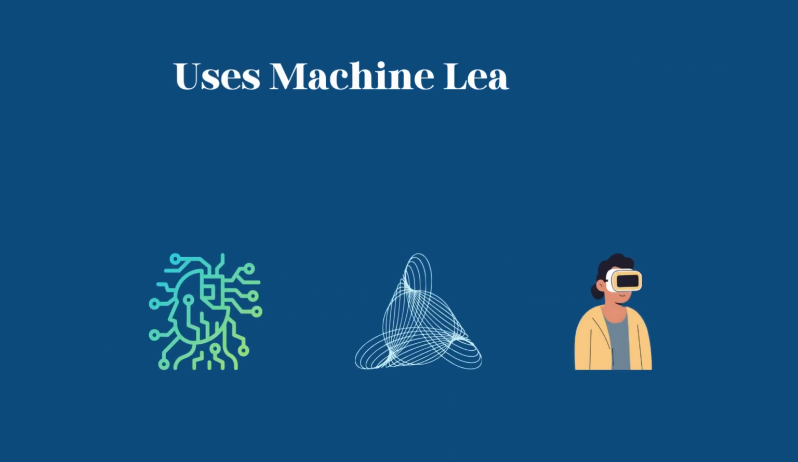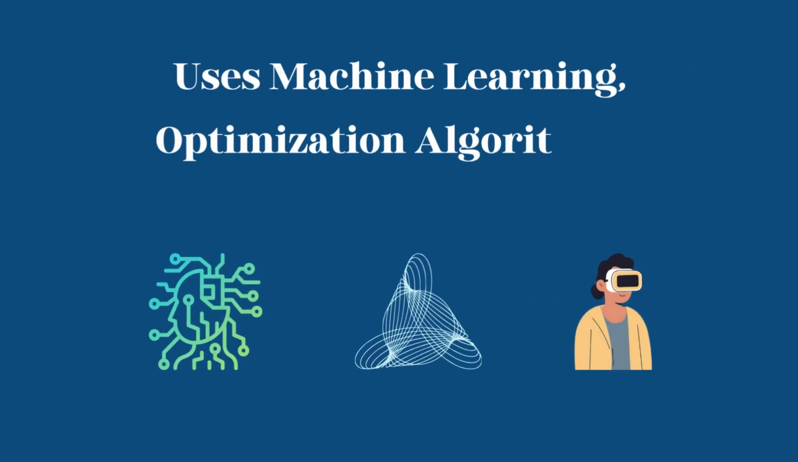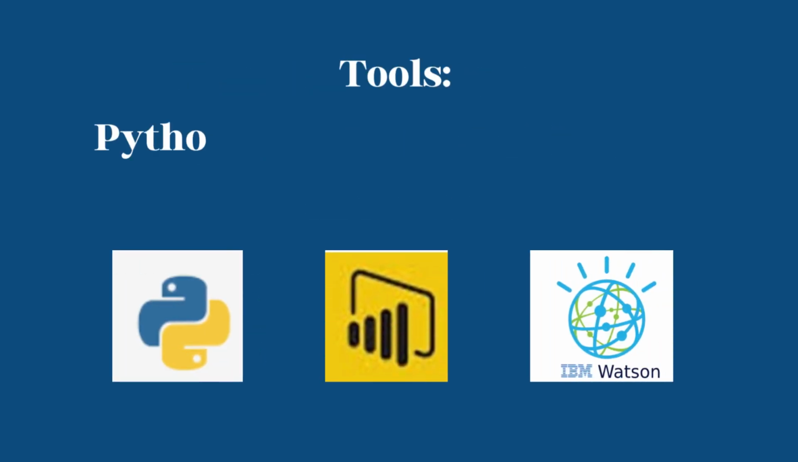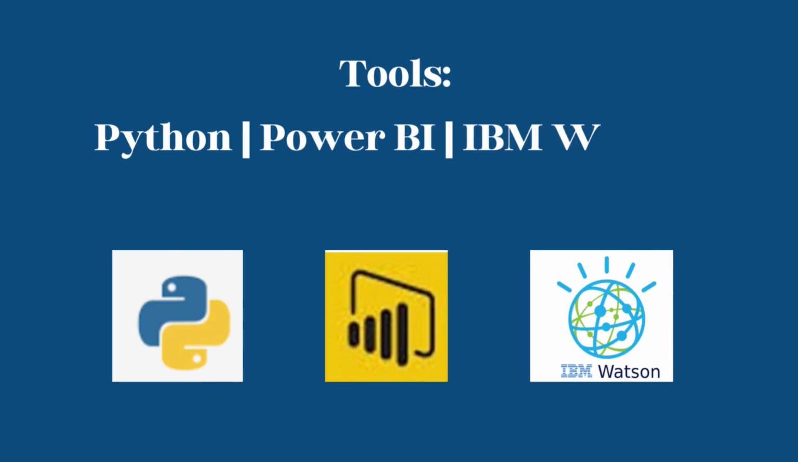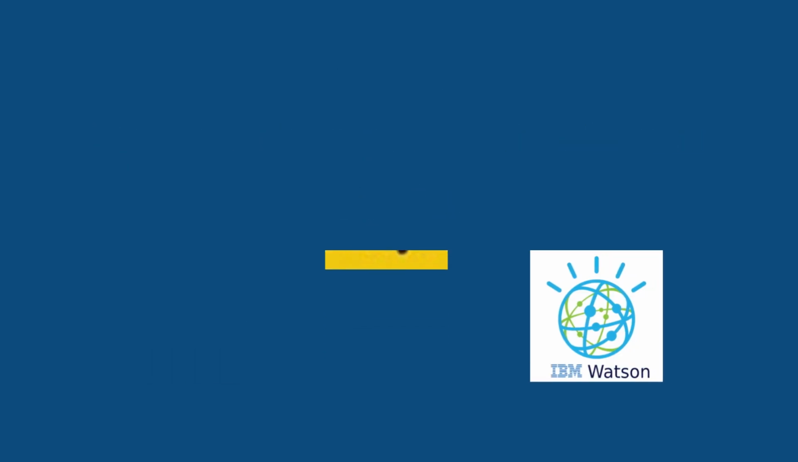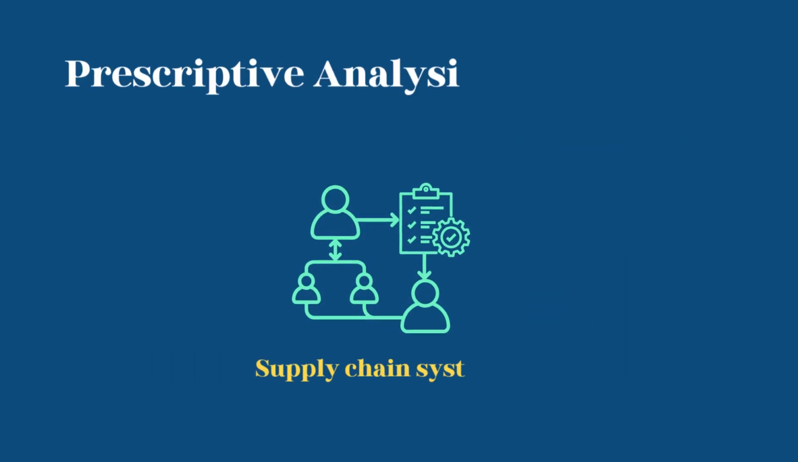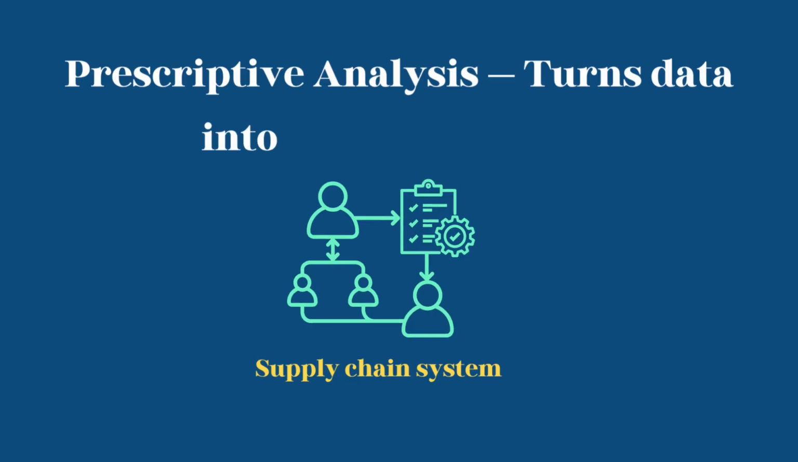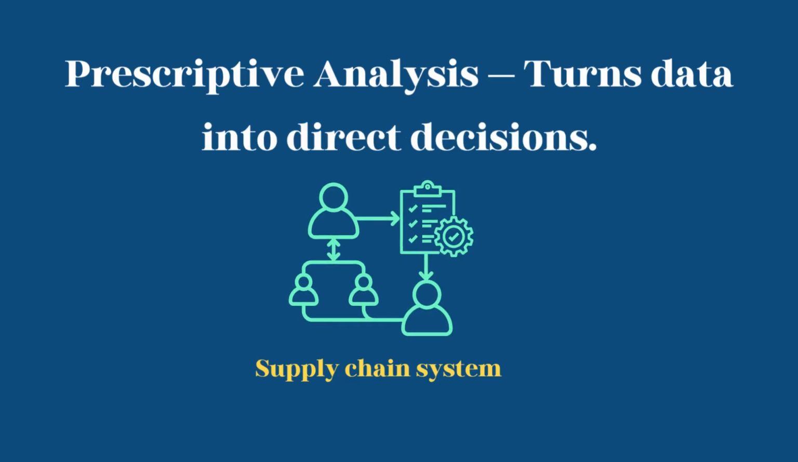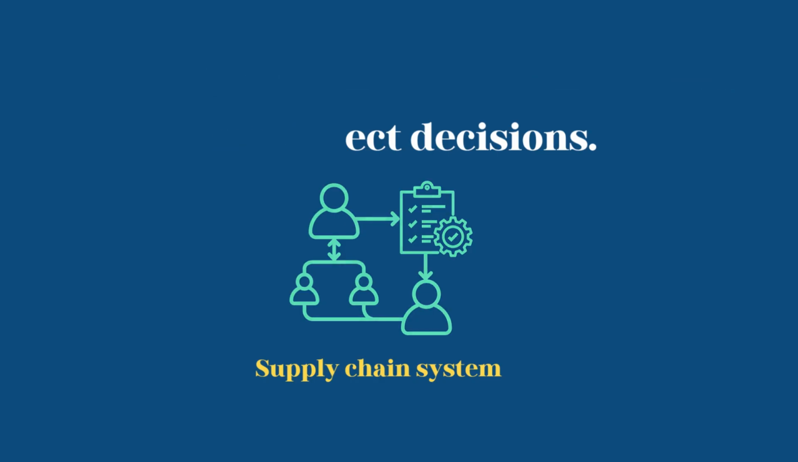Prescriptive models often use machine learning, optimization algorithms, simulations, and sometimes even AI driven decision engines. In tools like Python, libraries such as TensorFlow and PyTorch are used, while enterprise tools like Power BI with AI integration and IBM Watson Studio are becoming increasingly popular. Imagine a supply chain system that not only forecasts when inventory will run low, but automatically reorders stock from the best supplier at the right price without human intervention. That's prescriptive analysis in action, turning data into direct decisions.